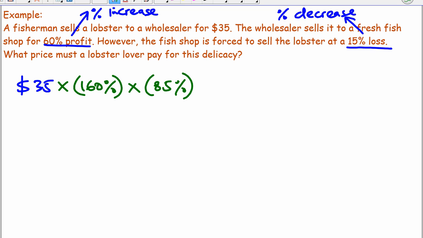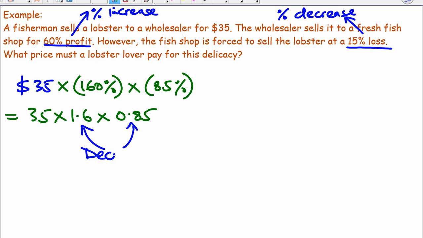Good. So what we'll end up with here is 35 multiplied by 160% as a decimal, which will be 1.6, and then 0.85. Now remember, these are what we call the decimal multipliers. And if you multiply those, you'll end up with your final price of the lobster, which will be 47.6.